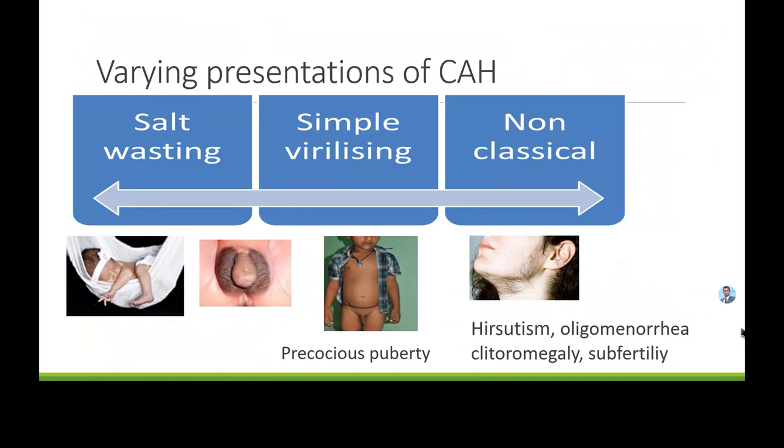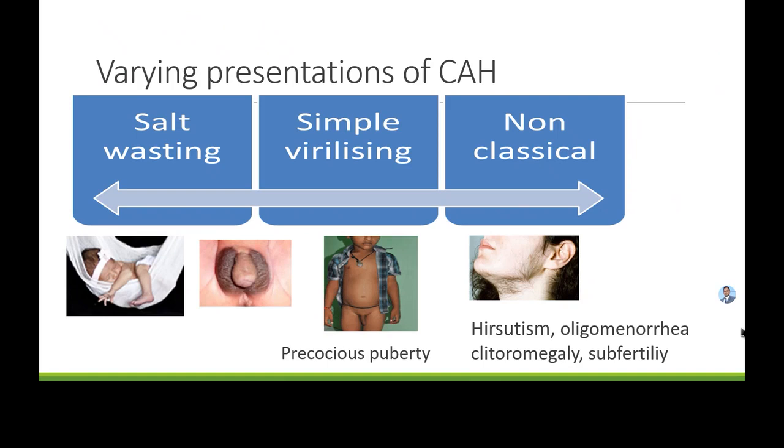And the other very important thing about CAH is it has a varying severity as well. So even within each enzyme deficiency, let's consider 21-hydroxylase deficiency. If the enzyme activity is very, very low, then you have the severe salt-wasting congenital adrenal hyperplasia. Now we are talking about a genetic mutation in the enzyme encoding the hormonal pathway.